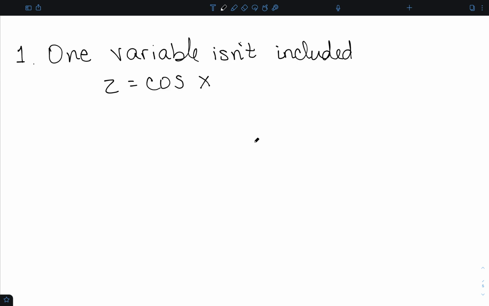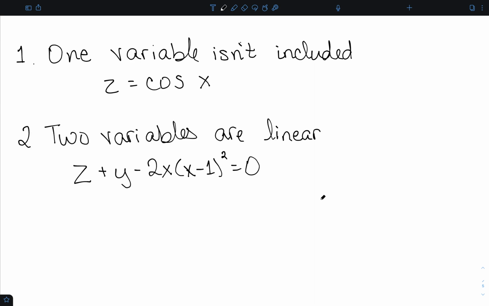We can determine that something is a cylinder by just looking at its equation. And there are 2 things that would tell us that something is a cylinder. The first way is that one variable isn't included in the equation. As an example, my z equal to cosine x. Y is not included in that equation, so this would be a cylinder. The other way is that 2 variables are linear. This would be my equation z plus y minus 2x times x minus 1 squared equal to 0. In this case, I can see that the z and the y are both linear, which would make this a cylinder.